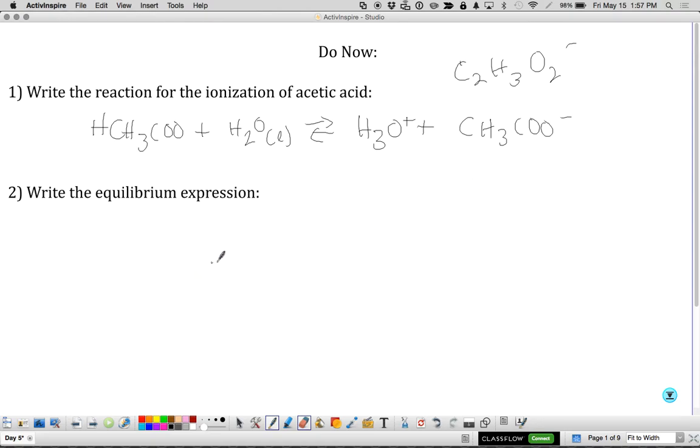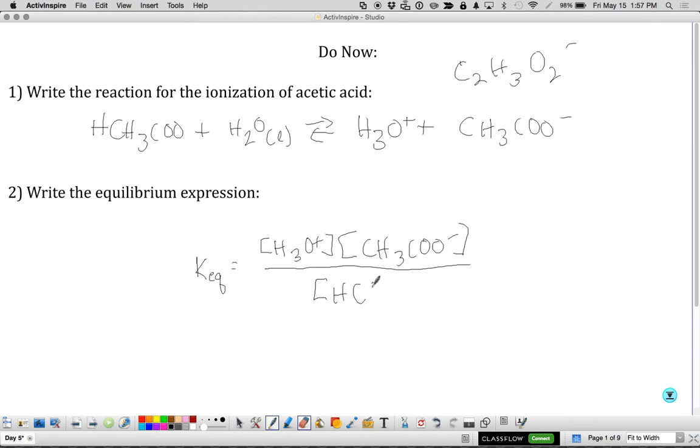Now the next step is to write the equilibrium expression. Well, you might have needed a little review here, but Keq equals concentration of H3O plus times the concentration of CH3COO minus over concentration of HCH3COO. All right, so notice that if we have any acid in water, this is always going to be the same, right? It's always going to be very similar to this.